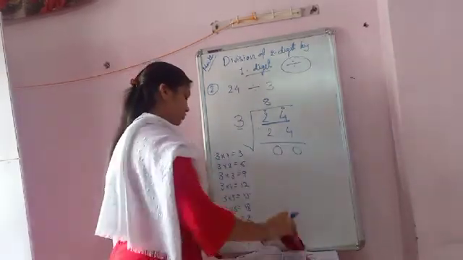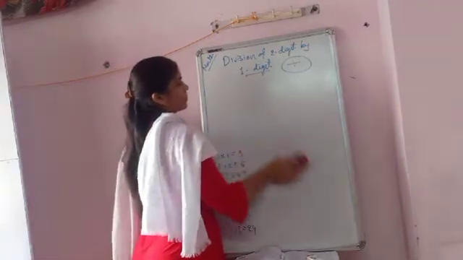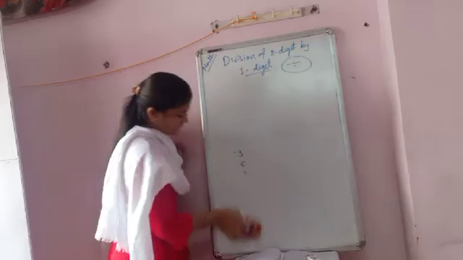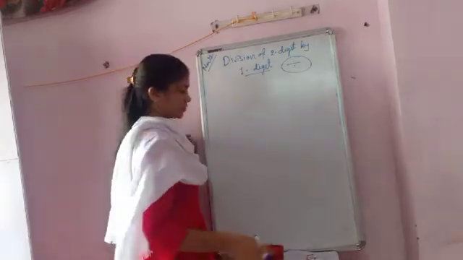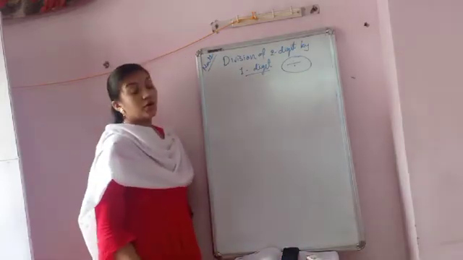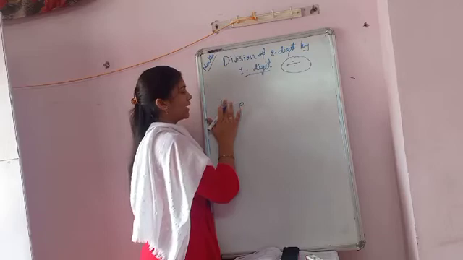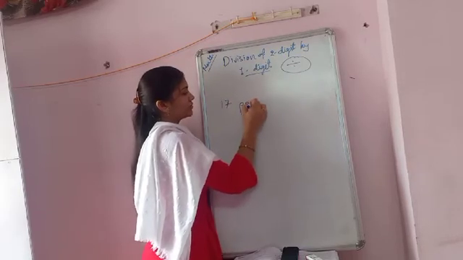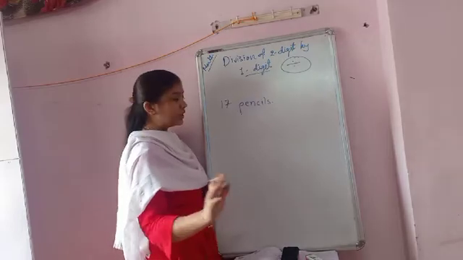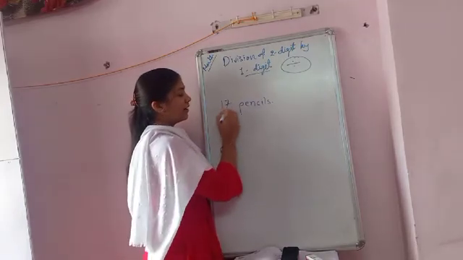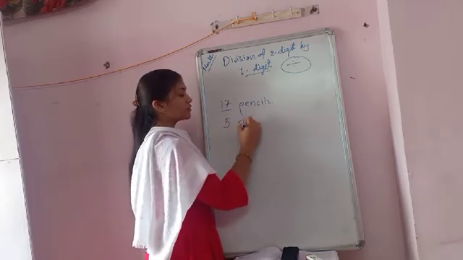Now third. Okay. So before starting the third, for example, I have 15 pens. I have 17 pencils and I have to distribute these 17 pencils among 5 students.